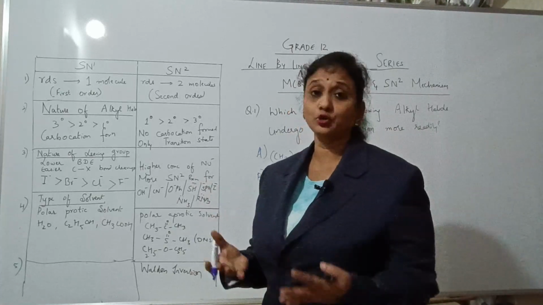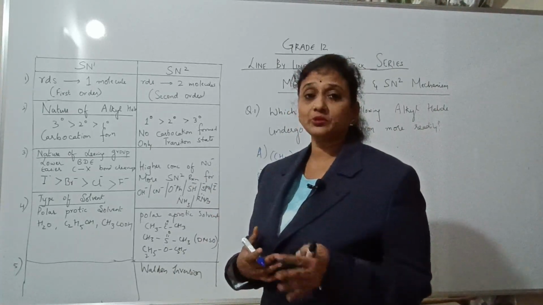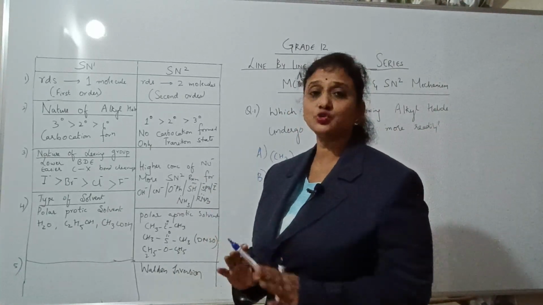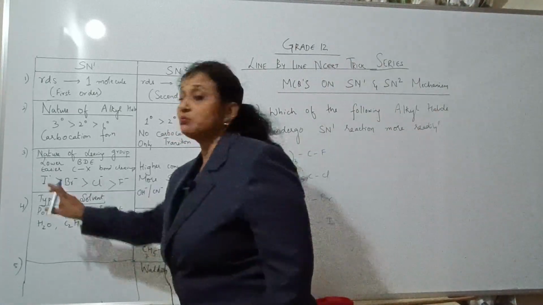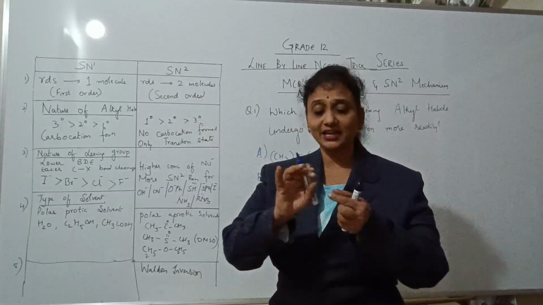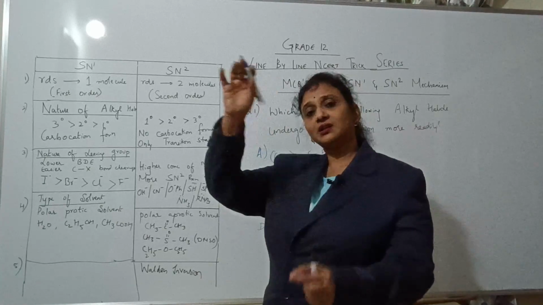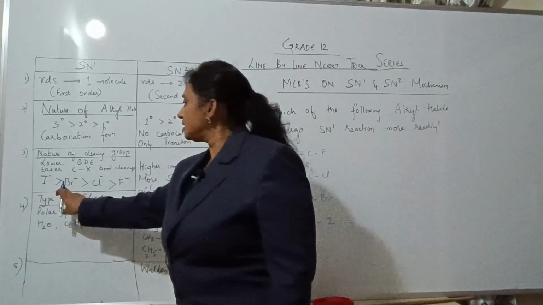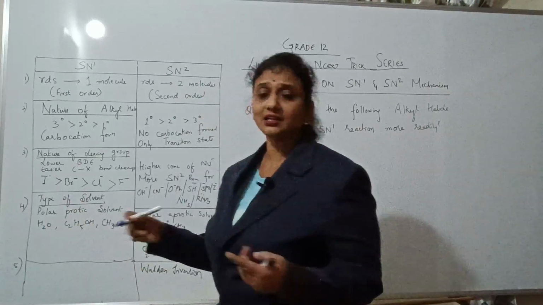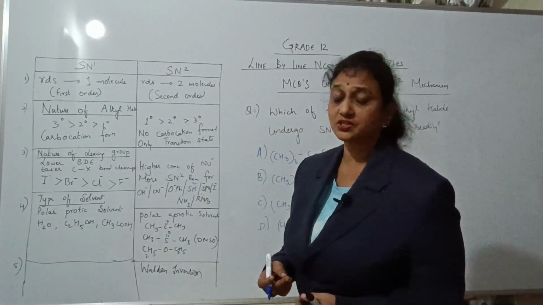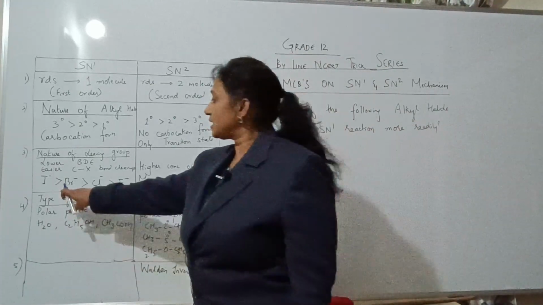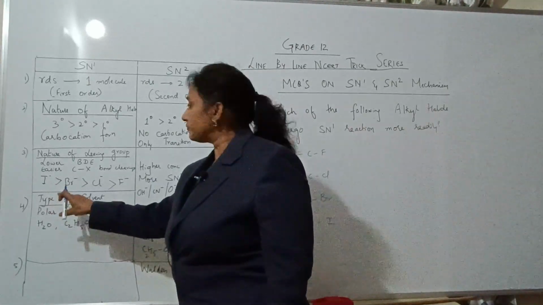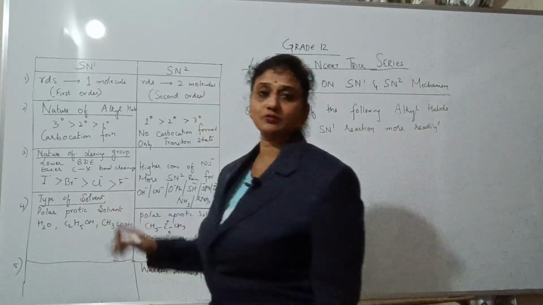After the alkyl group, you have to remember the nature of the leaving group. Whatever leaving group is attached, and the nucleophile which is coming and attacking, how should it be? The bond length should be more. When the bond length is more, I can easily break the bond and the nucleophile can attack the alkyl halide. Wherever you see iodine, it is easier to break, right? The bond length is more, the bond dissociation energy is also less. So iodine is more preferred compared to bromine, chlorine and fluorine.